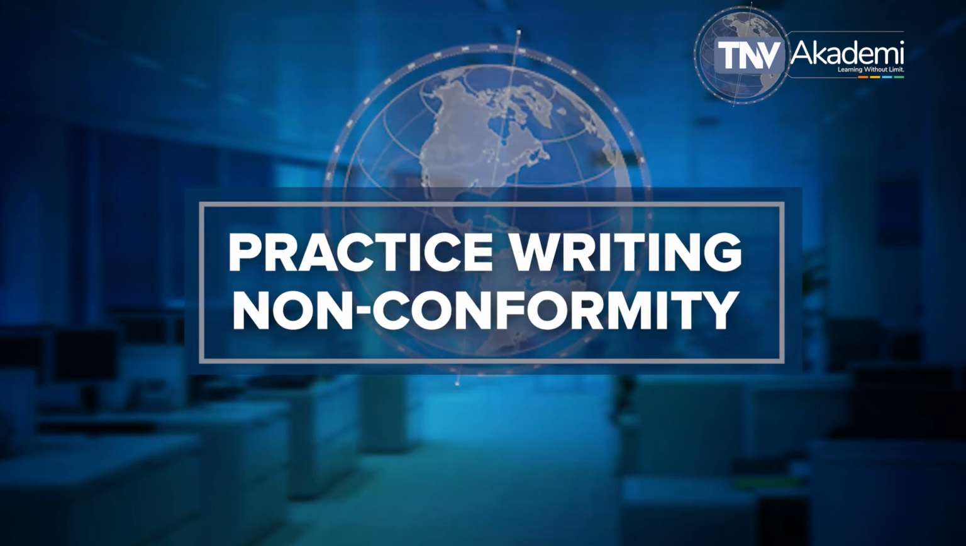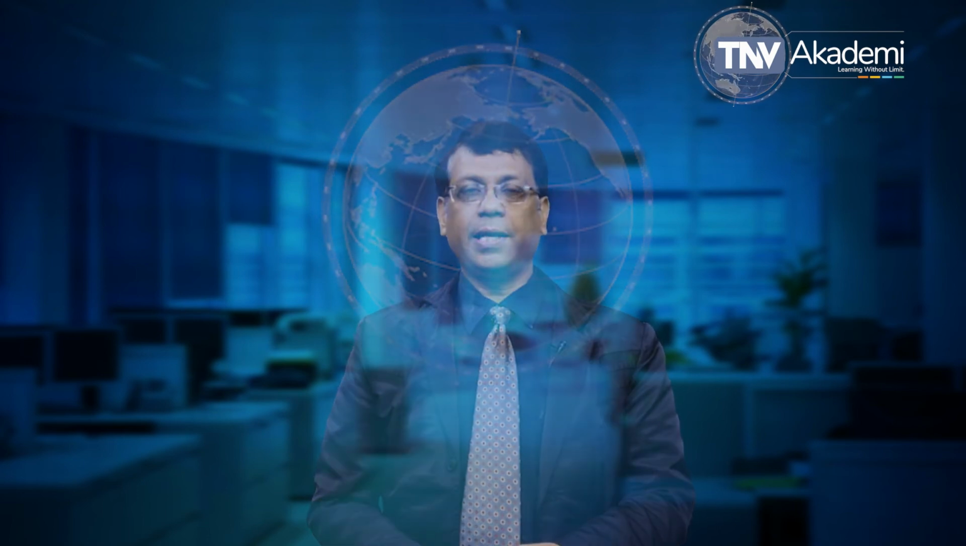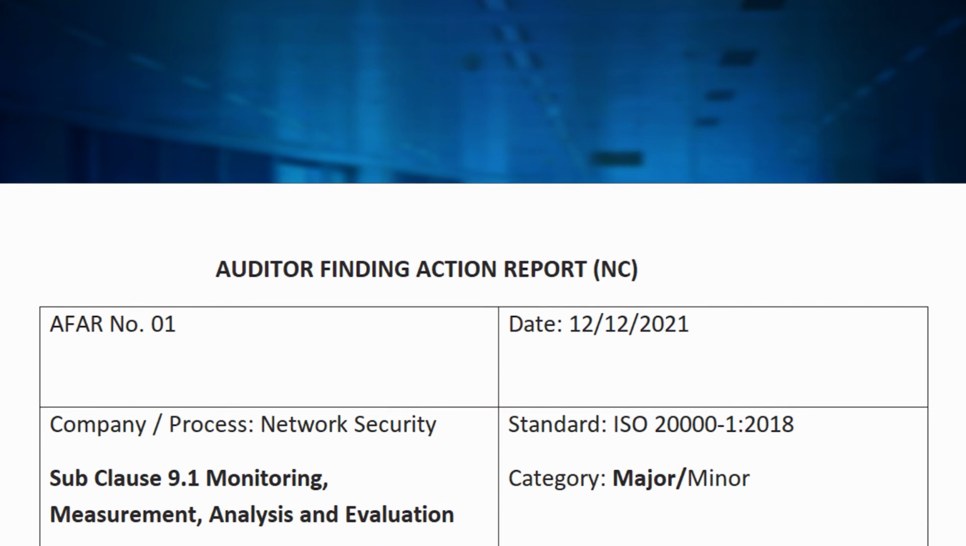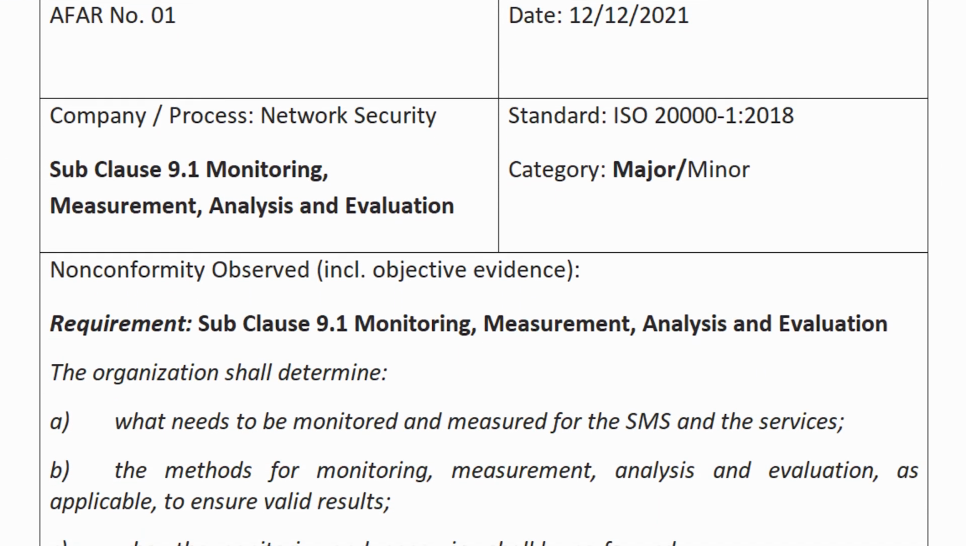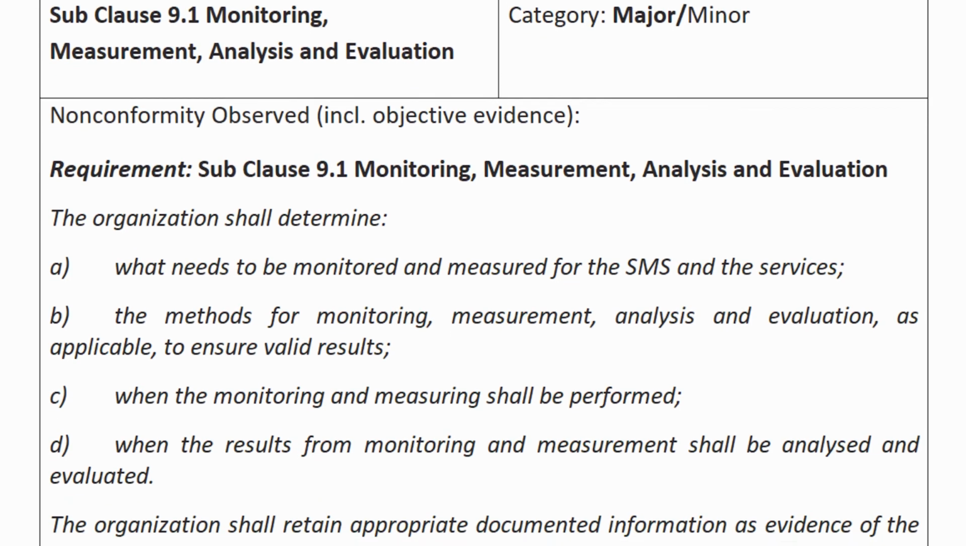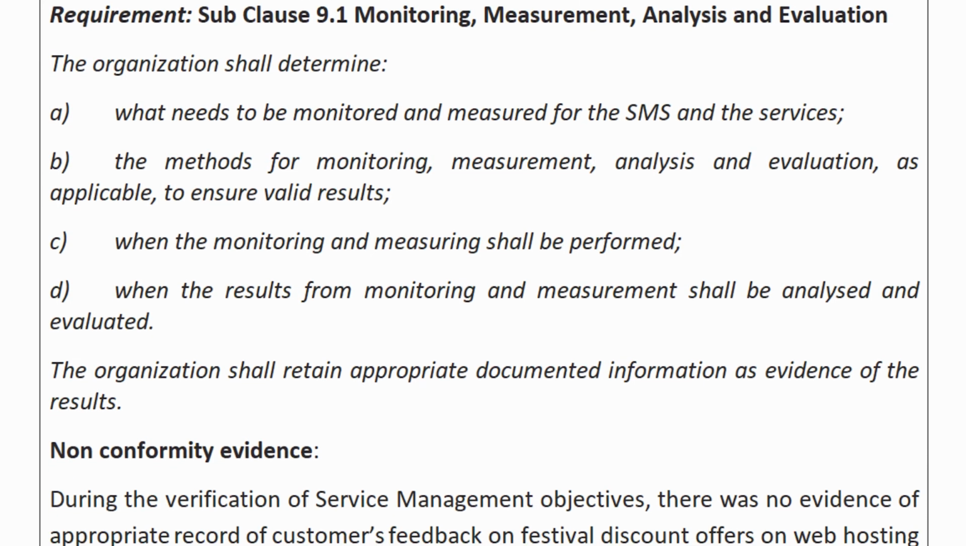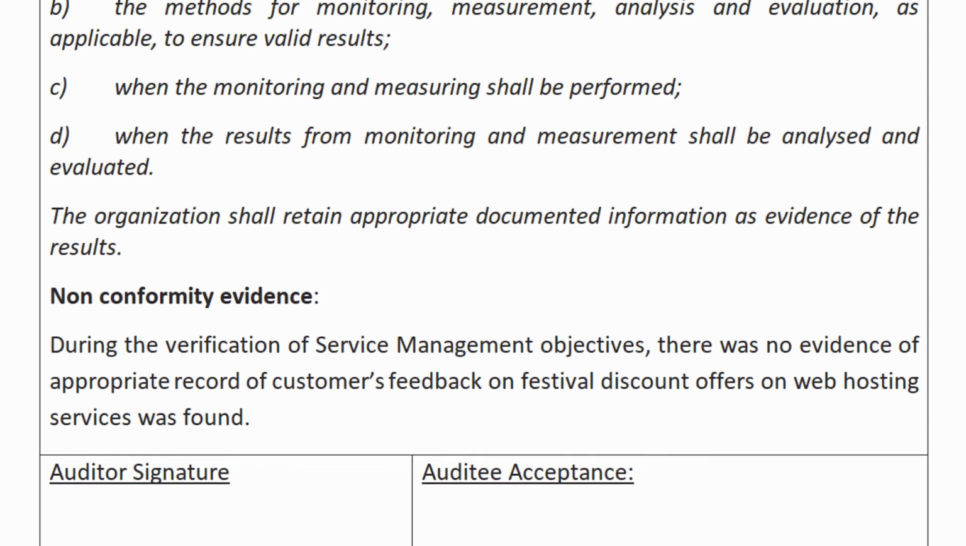Now coming to non-conformity, please see a sample auditor finding action report on the screen to get an idea about writing non-conformities under this clause. Please go through this and try to understand the various components of this non-conformance report on your own.